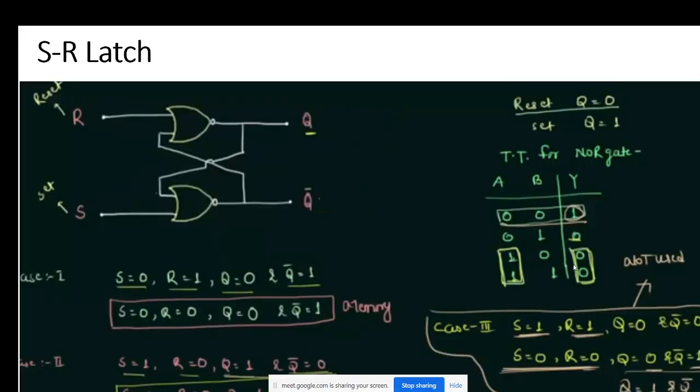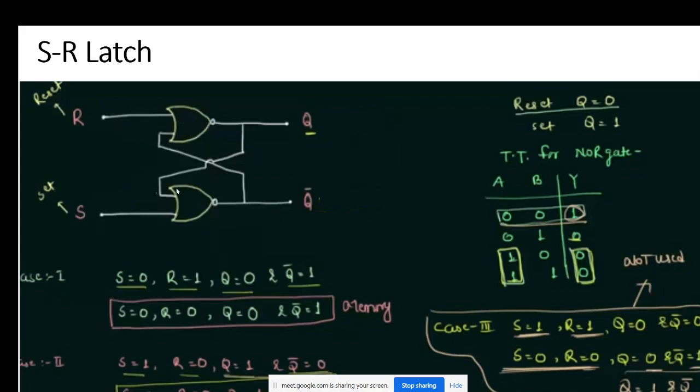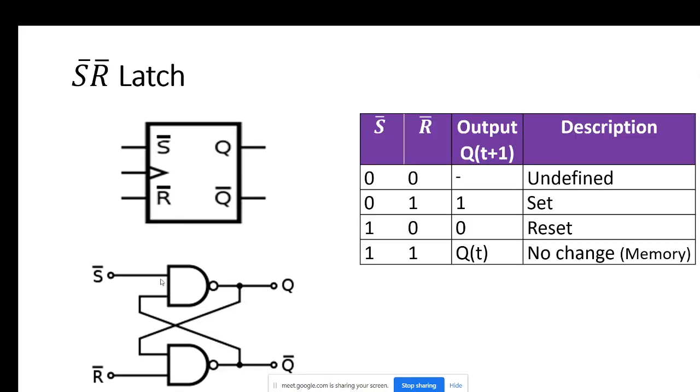Now, let's look at the S bar, R bar, or S dash, R dash latch. The only thing is, now rather than NOR gates, what you have is two NAND gates. So again, I made a small mistake. Forget about this one, because there is no clock signal in latches.